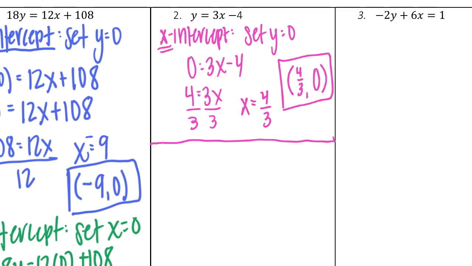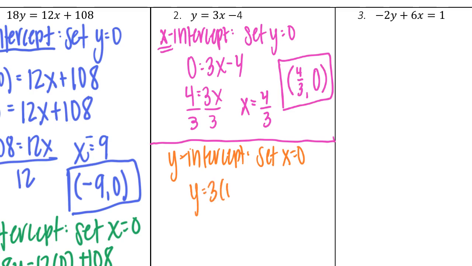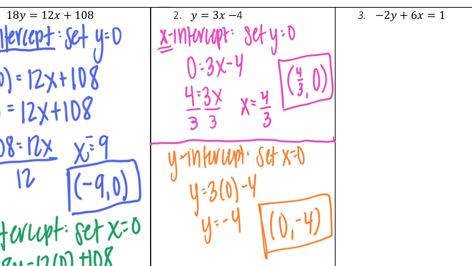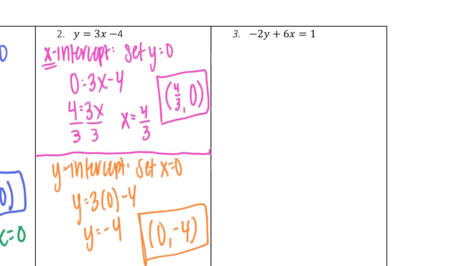Do the same thing. Now find your y-intercept. We're going to set x equal to 0. So you should get y equals -4. Just write your answer as an ordered pair. Pause and rewatch if that was confusing. Last one we're gonna look at is example number 3.